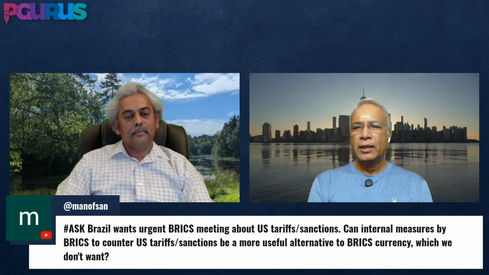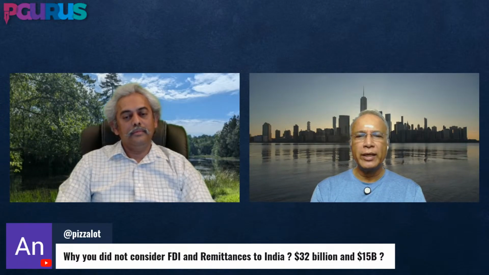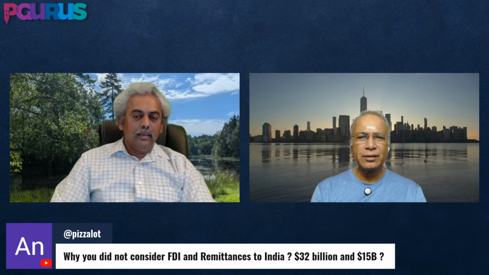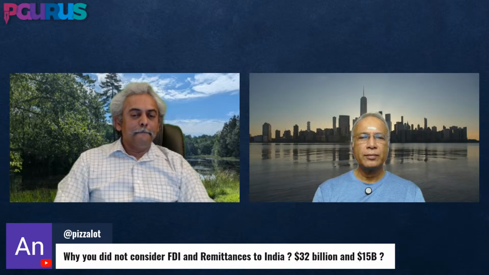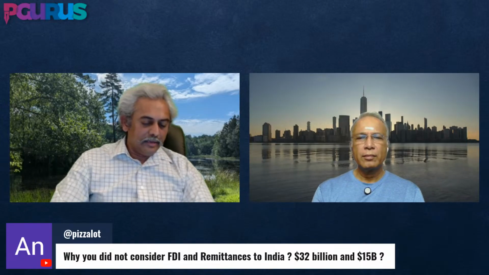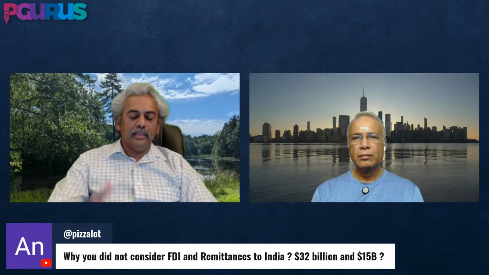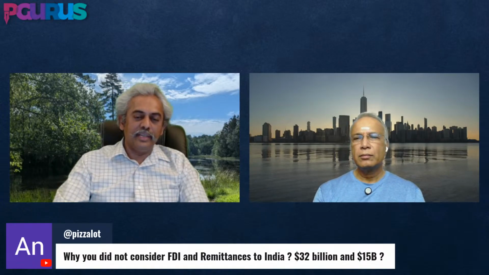Yeah. Next one, please. Pizza Lot wants to know, why did you not consider FDI and remittances to India, 32 billion and 15 billion? Your thoughts? Yeah. So see, remittances, I think, are going to be taxed about 4 or 5%. So I don't think it's going to give a tariff level of 35, 40, or 50%. That's not how it's going to work. So these are going to function very differently.